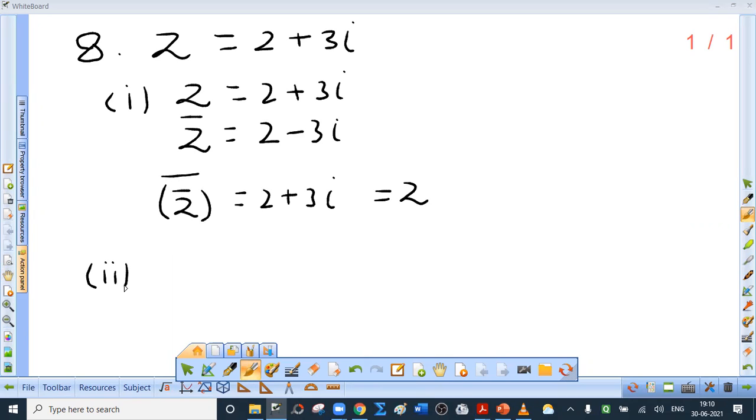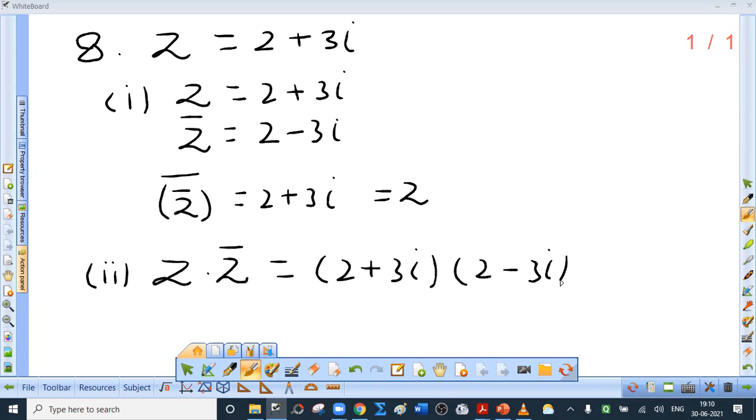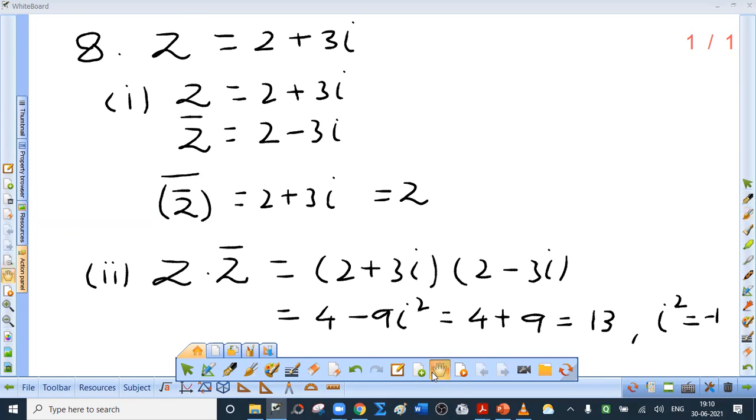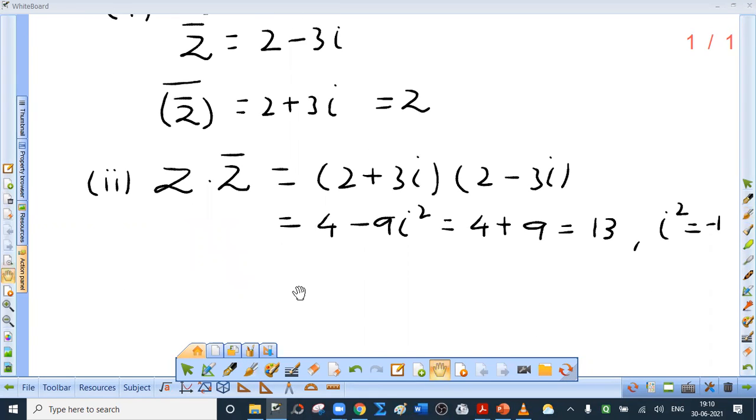Second, z into z bar. 2 plus 3i, write down, into 2 minus 3i. 4 minus 9i square. So 4 plus 9. Why? Because i square is minus 1. See, every time you have to write this, that i square is minus 1. That is why it is 13.